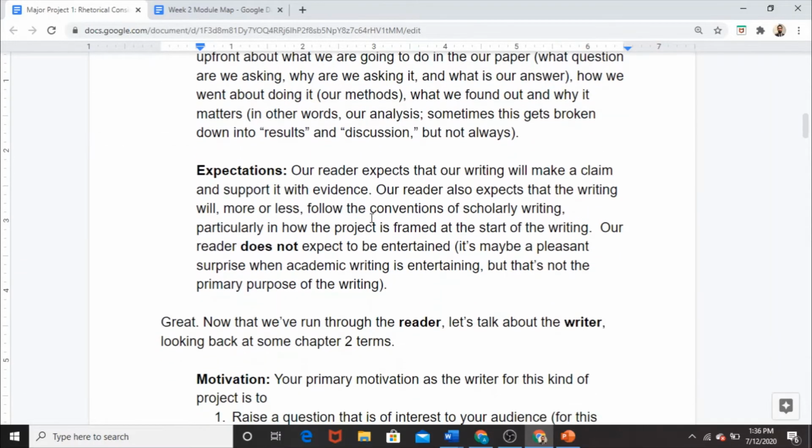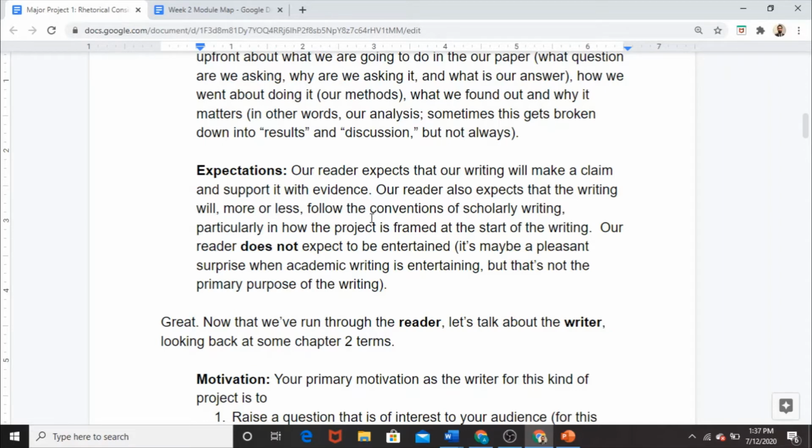In terms of our audience's expectations, they expect that you're going to make a claim and that you're going to support it with evidence. And again, they're going to expect that you're going to follow conventions of scholarly writing. So that goes from everything to the tone that you take, to the language that you implement, to the level of formality in the writing itself.